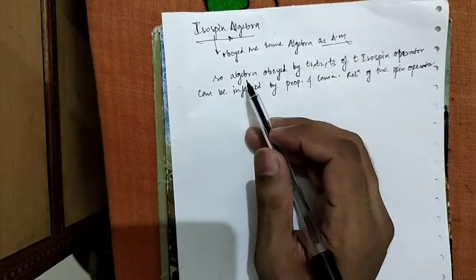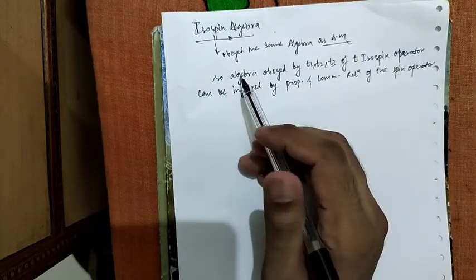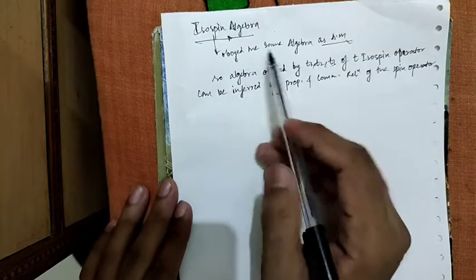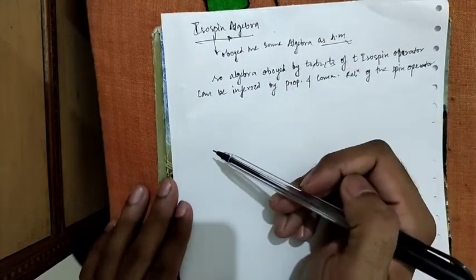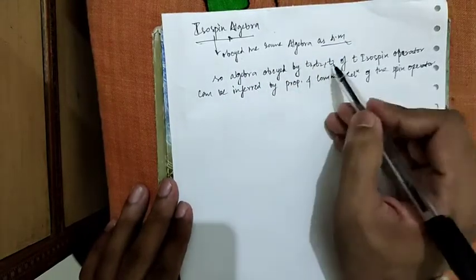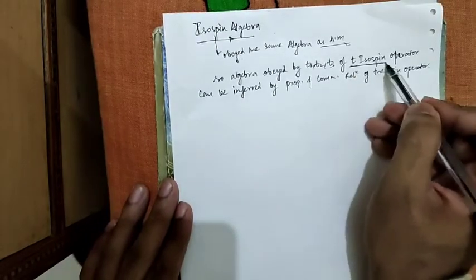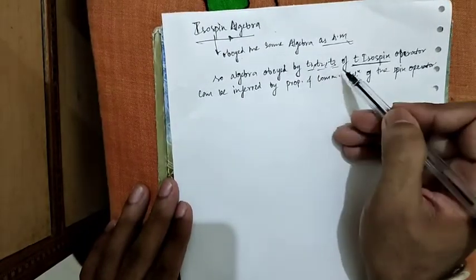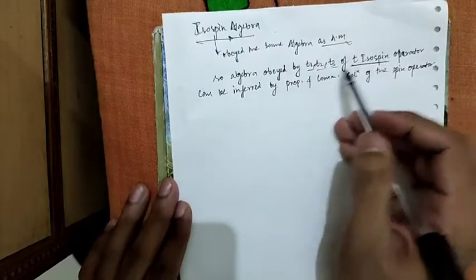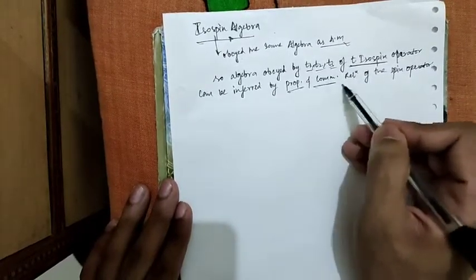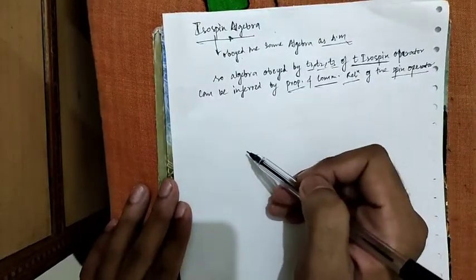From the previous chapter we know that isospin obeys the same algebra as angular momentum. So the algebra followed by the components of isospin T1, T2, T3 can be concluded from the properties and the commutation relations of the spin operator.